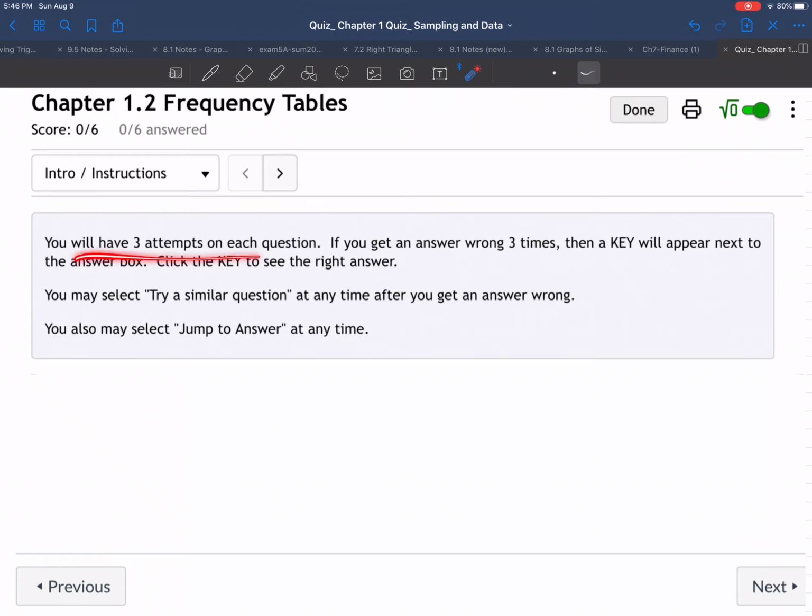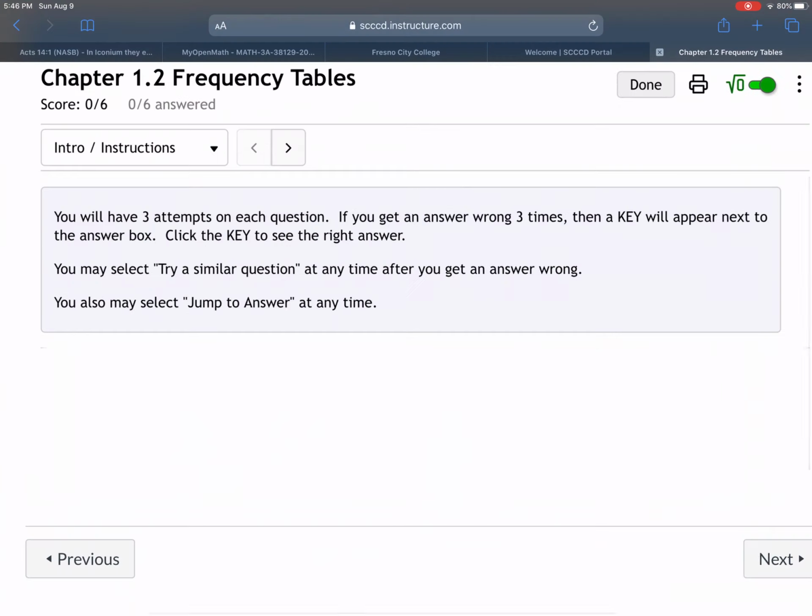When it's not multiple choice, you get 3 tries. If you get an answer wrong 3 times, a key will appear. Click the key to see the right answer. You may select try similar at any time you get an answer wrong. And you can also do jump to the answer. So let's go see what it's saying.